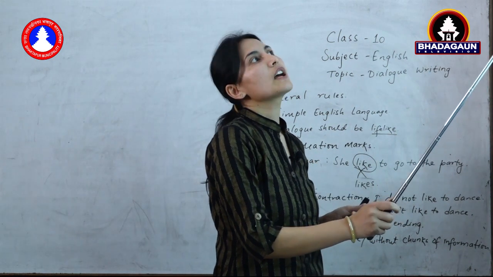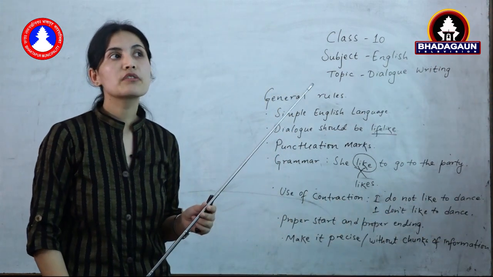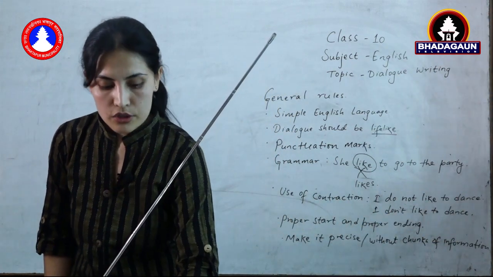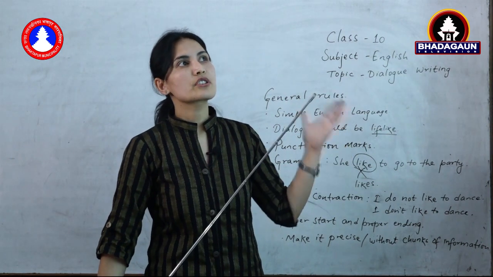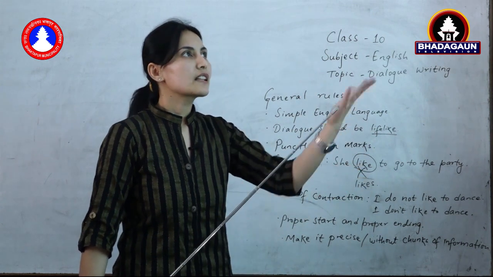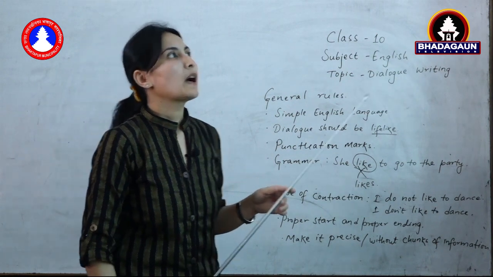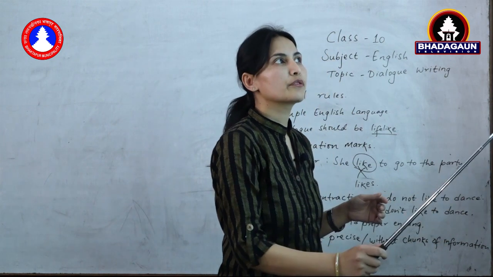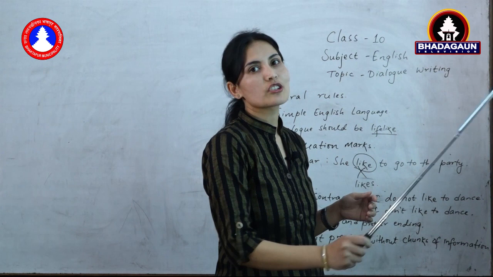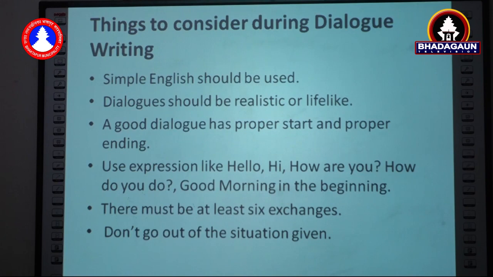Number 2, dialogues should be realistic or lifelike. Real life situations and real life conditions should be expressed in our dialogue. You can't write imaginary situations; superhuman things you can't mention in the dialogue. So make it realistic and lifelike. Likewise, a good dialogue has a proper start and proper ending. Very important. First impression is the last impression, we all know that. In the same way, whenever you write the dialogue, you don't drag yourself into the situation directly. Of course, we don't do that.